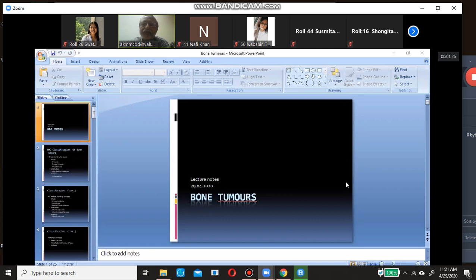Well, just remember that when we discuss bone tumors, we consider all the bony swellings which are not due to a callus formation or infection. Some of them are not true tumors, but we consider them together. For example, simple bone cyst and osteochondromas.